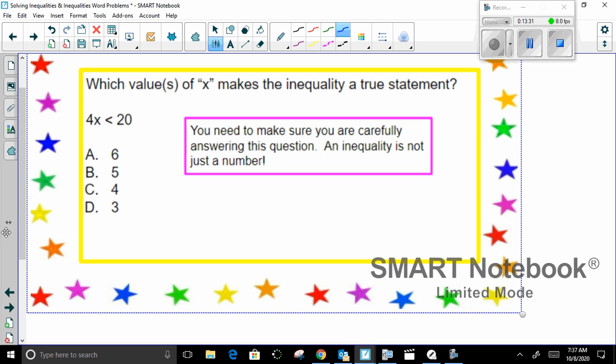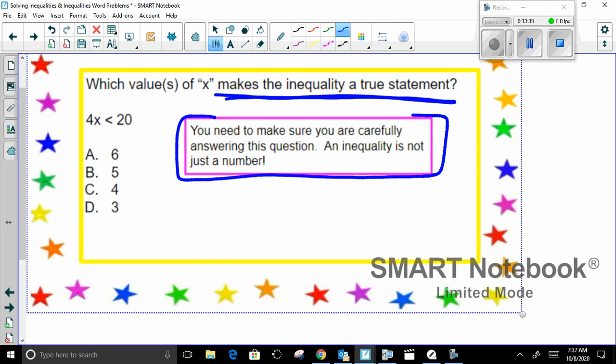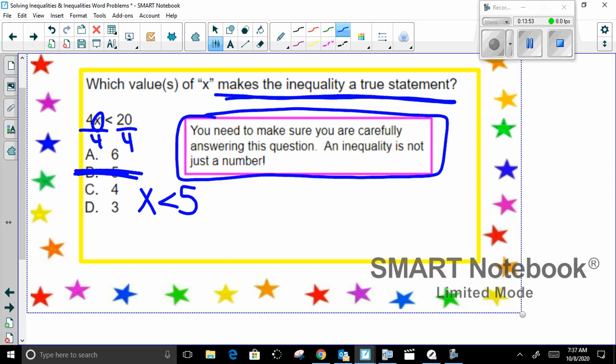All right, which value of x makes the inequality a true statement? You need to make sure you're careful in answering this question. An inequality is not just the number. So this is really easy to solve. How do I get x by itself? I divide by 4. So I have x is less than 5. Does that mean that x equals 5? No! Cross it off. x is less than 5. x is any value less than 5, so it cannot be 5. I crossed 5 off. The only values here less than 5 are C and D. So it could be either one of those to make this inequality true.